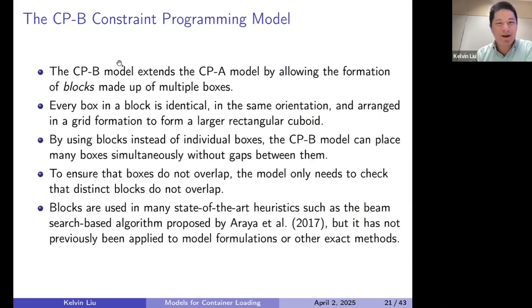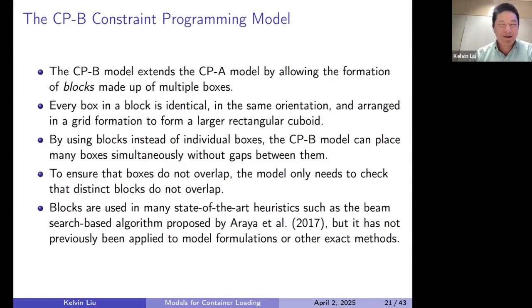So the CPB model extends the CPA model by allowing the formation of blocks, which are made up of multiple boxes. Each box in a block is identical. It's in the same orientation as each other, and they are arranged in a grid formation. Altogether, they will form a larger rectangular cuboid, which we call a block.